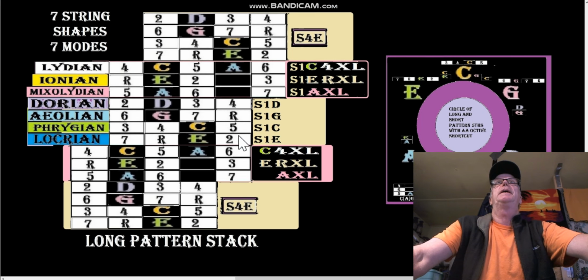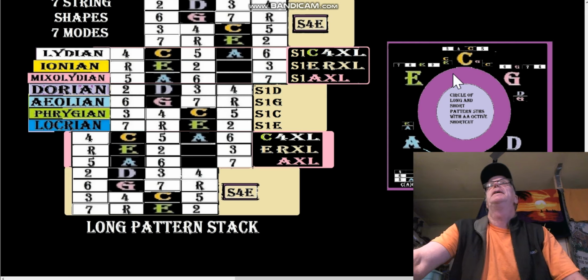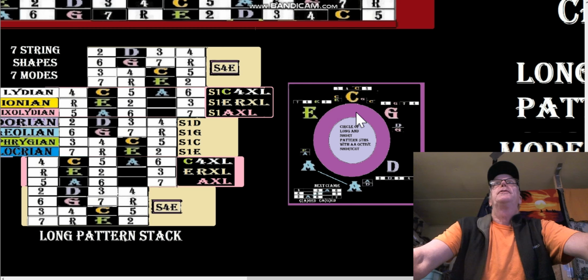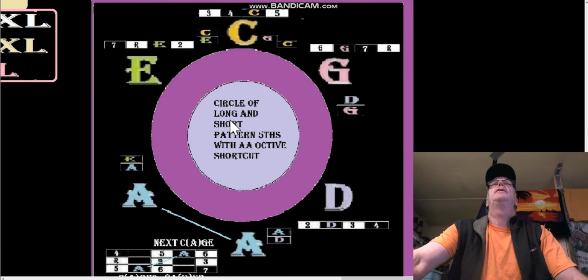Then back up to the E rather. That little detour is our big pattern, 5, 6, 7. So we would start here on E. Let me see if I can get both of these on here. Start here on E to G to C. Now we're going this way. Okay, so E goes to C like that. So this is the circle of long and short pattern fifths with the double A octave shortcut.